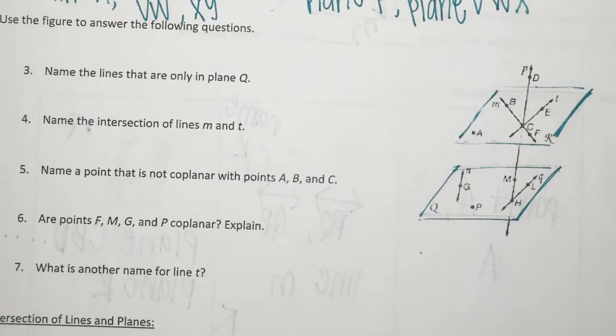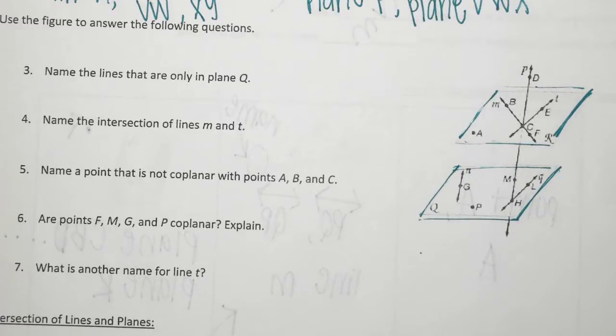Bree, how many lines are in plane Q? 2. But is this one throwing you off? Class, do you see this line? What's it called? Line what? P. You see it at the top? Line P. It goes through this plane, but is it only in this plane? No, it goes all the way through this plane too.